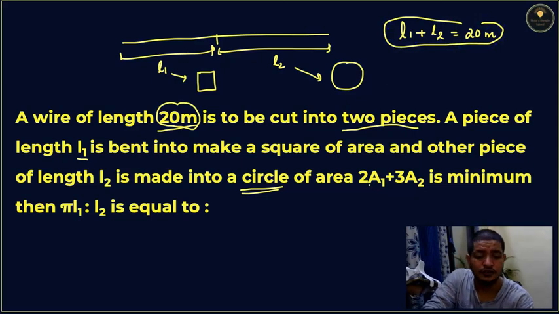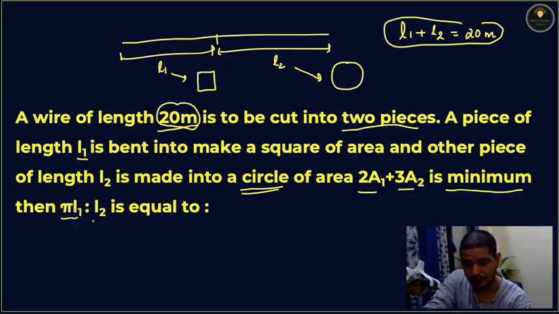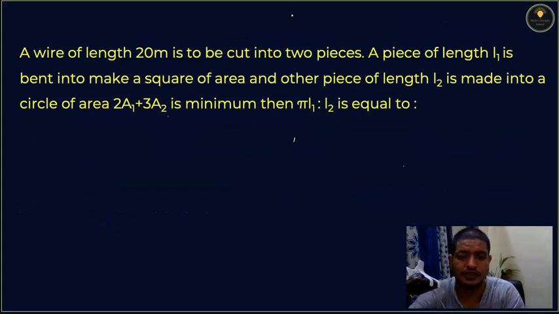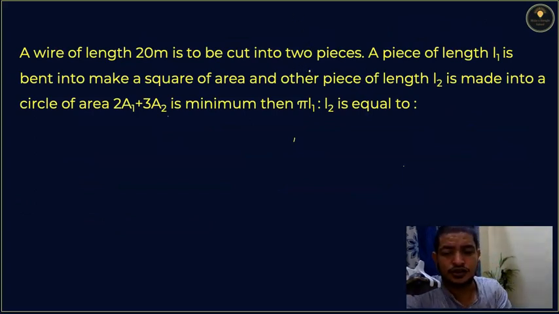And we have to find that 2A1 plus 3A2, the total area, should be minimum. At last you have to find the value of pi L1 to L2, what it should be equal to. So let's start jotting things down.